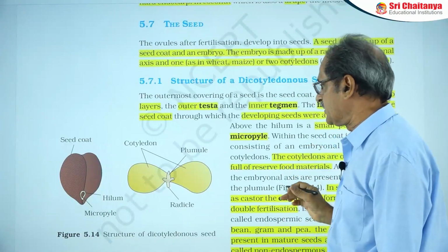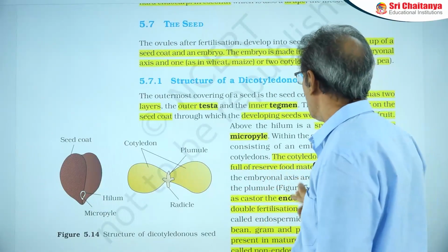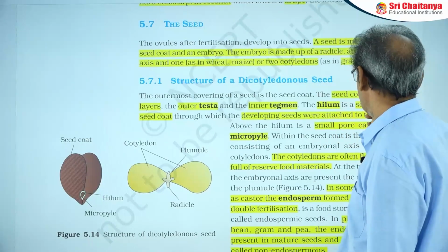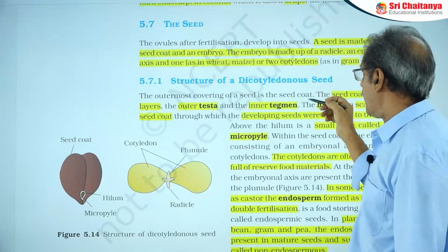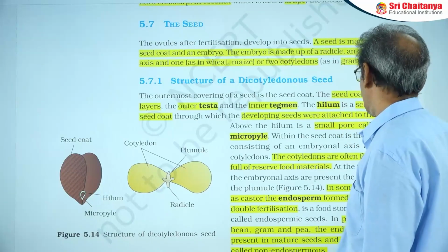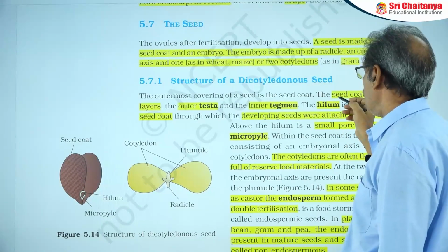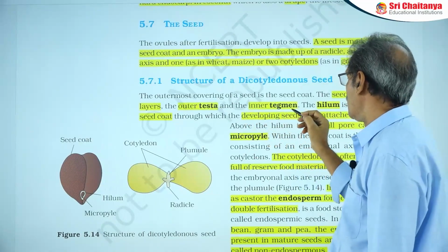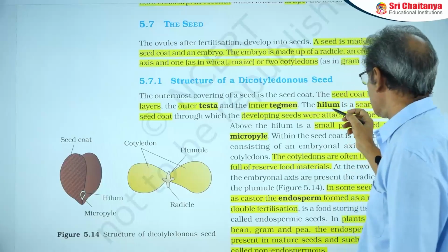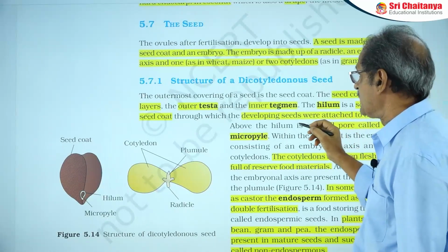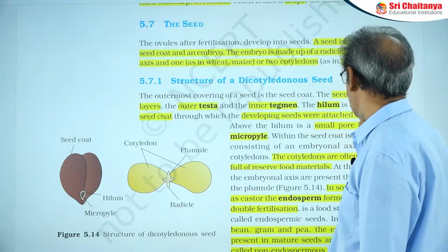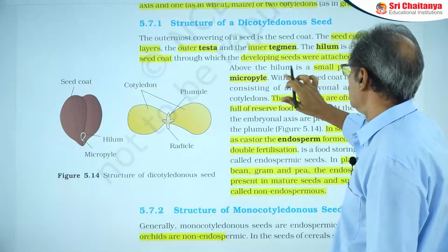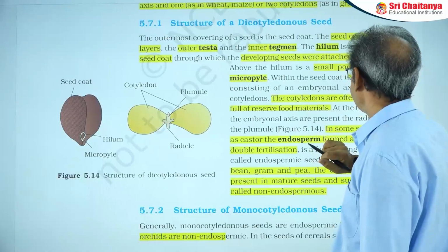So seed means he quoted the differences between dicot seed and monocot seed here. That is, post-fertilization changes. That means the integuments of the ovule are converted to seed coat. If it is a bitegmic ovule, the outer one is testa, the inner one is called tegmen. Next, hilum, the scar on the seed coat where the developing seed is attached to the fruit, important. The small pore above that hilum is called micropyle.